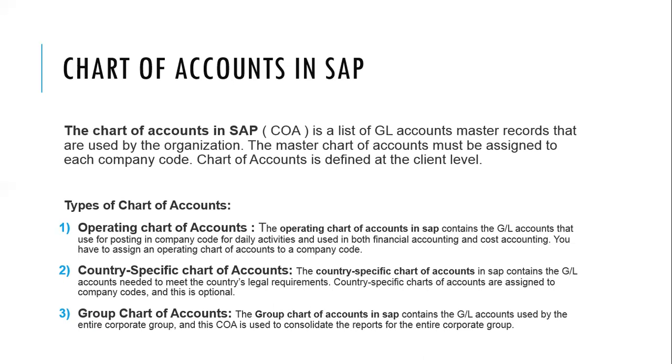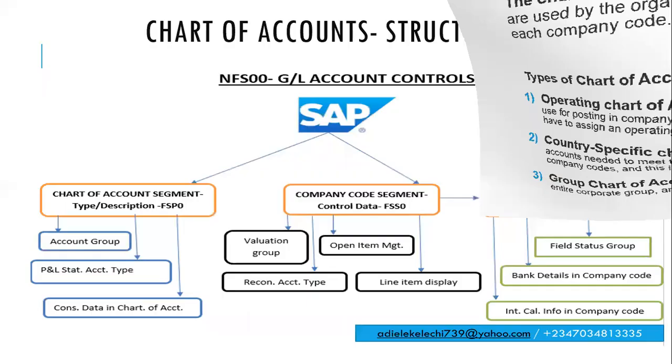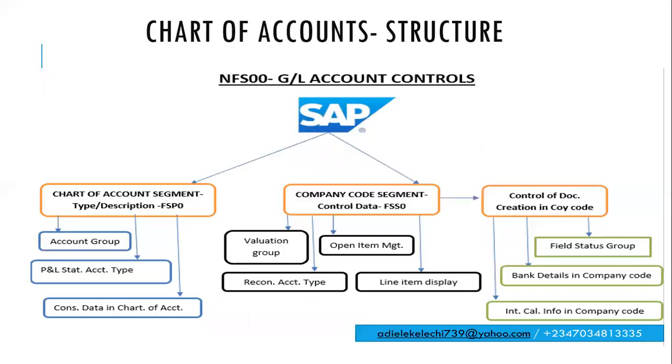Most likely, the most frequently used is the operating chart of accounts. And in some cases, when you want to do consolidation, you have to set up your group chart of accounts. Okay, so we have this structure of chart of accounts in SAP.